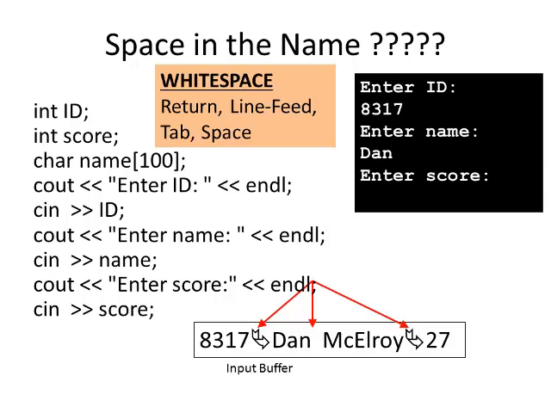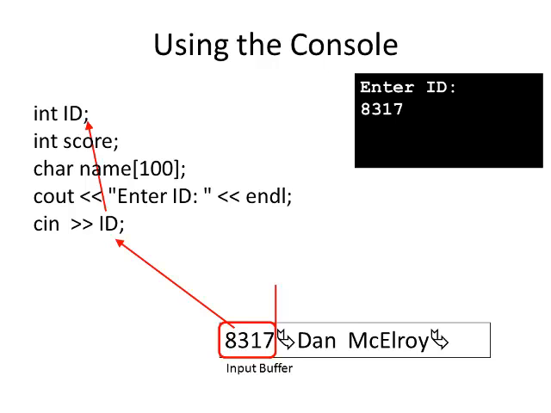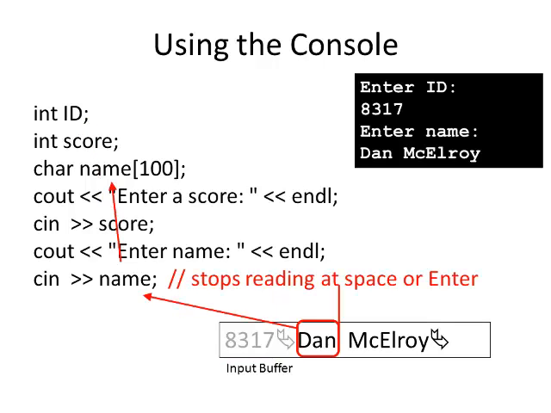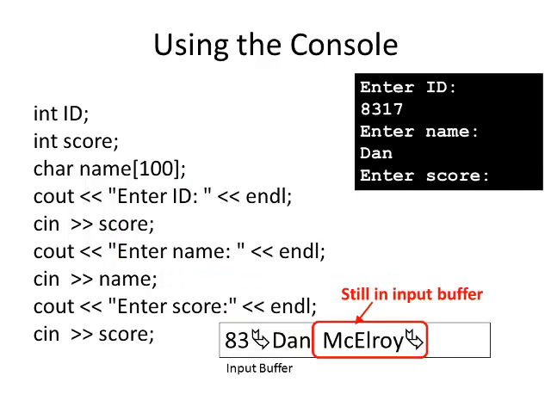Here's really what's happening. Say enter ID, the 8317 goes into the variable ID. We say enter name, and we're going to stop reading at the space. So the rest of this stuff is still sitting in the input buffer. And then when I go around, I say enter score, what's going to happen is McElroy is sitting in the input buffer.